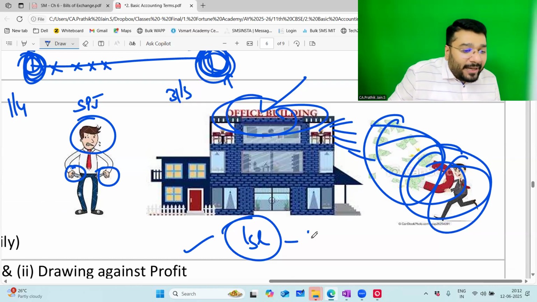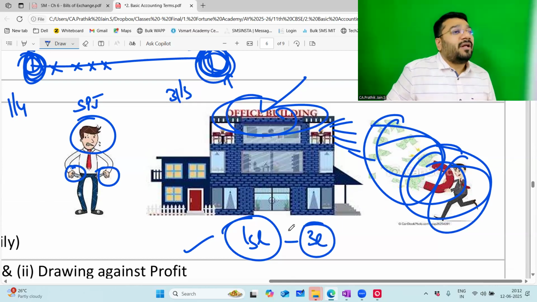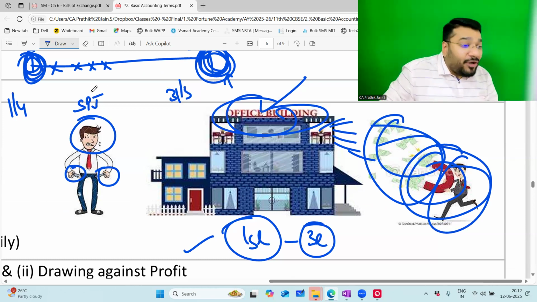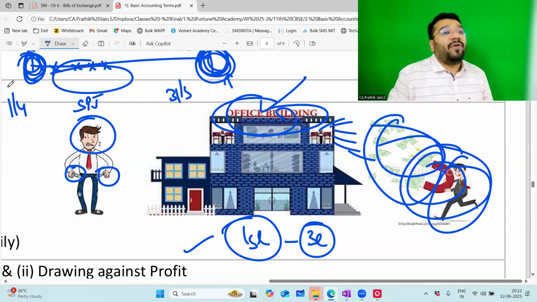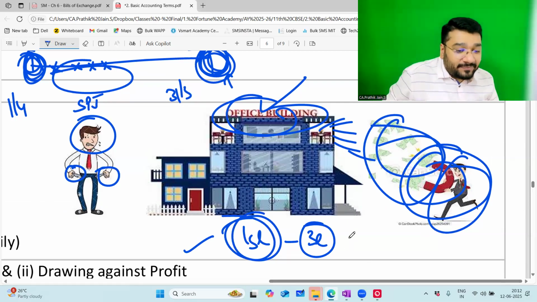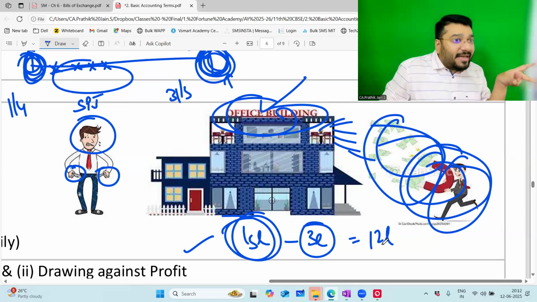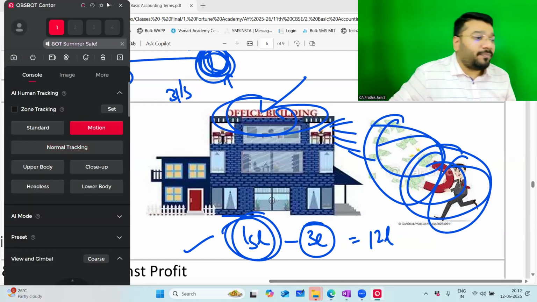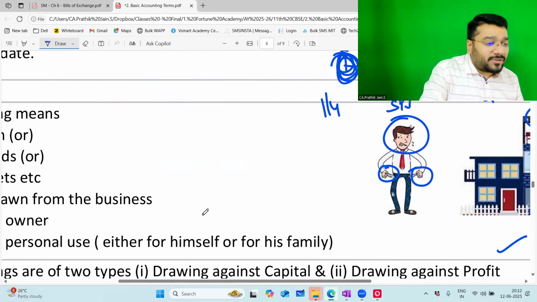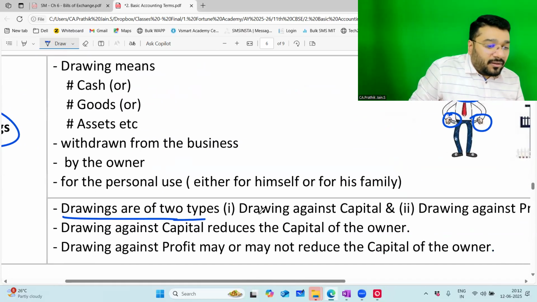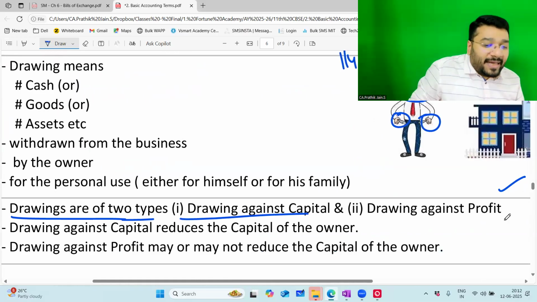So I'm withdrawing 3 lakh rupees from the business. This is called as drawing against capital. Here I withdrew money against profit. Here I'm withdrawing against capital. So how much is my remaining capital in the business? 12 lakh rupees. From 15 lakh, if 3 lakh is withdrawn, how much is remaining, boss? 12 lakh rupees. So drawings is of how many types? Two types. One is against capital. One is against profit.